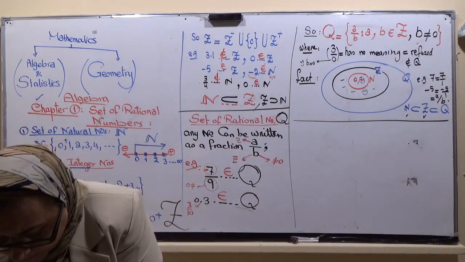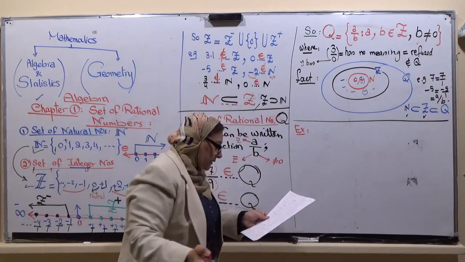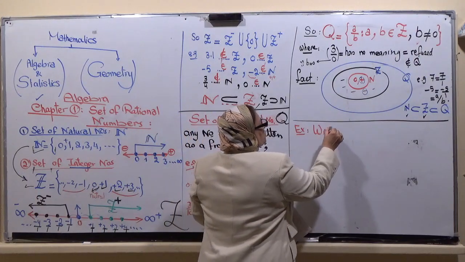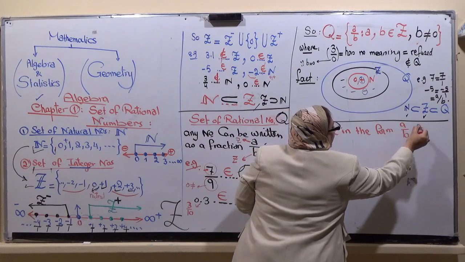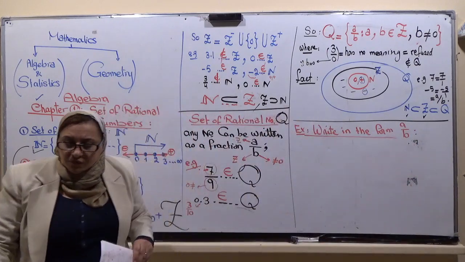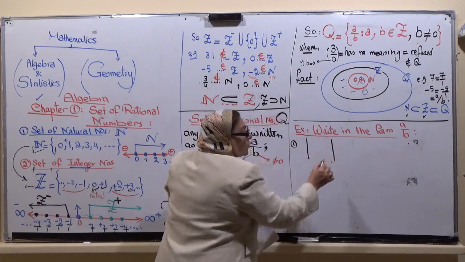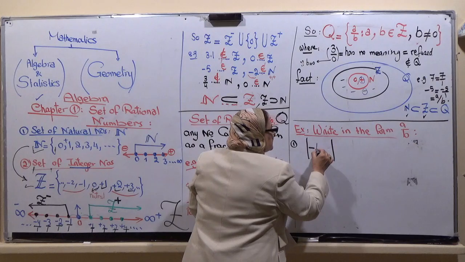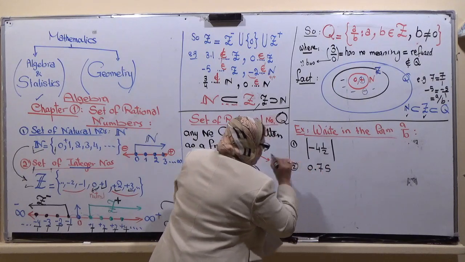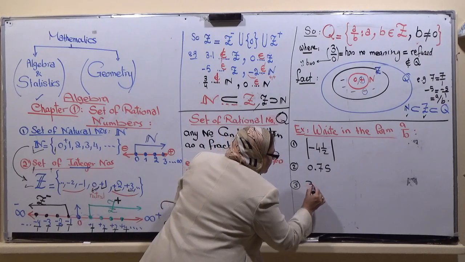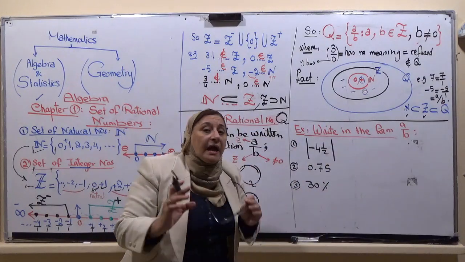Let us take some applications or problems about that. I have here an example. Listen well. Write in the form A over B. Number 1: the absolute value of negative 4 and a half. Number 2: 0.75. Number 3: 30%. I need these 3 problems written in the form of a fraction, with a numerator and denominator.